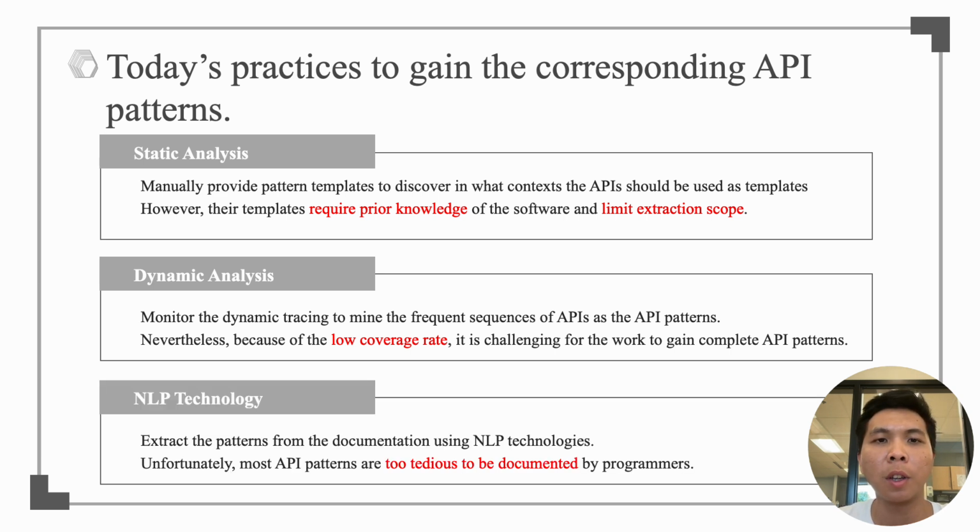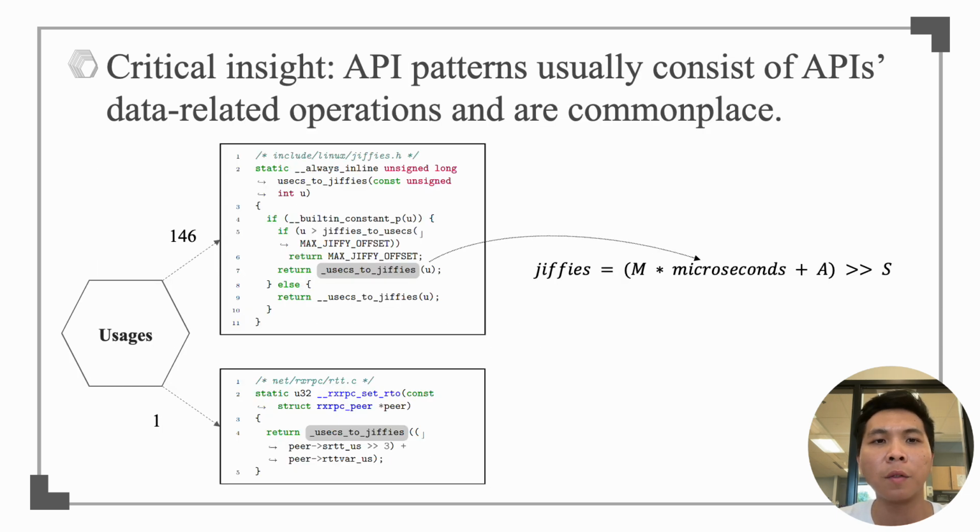The third category extracts patterns from the documentation using NLP technologies. Unfortunately, most API patterns are too tedious for programmers to document and are implicit and hidden in the source code. Unlike the first category, our goal is to discover the probable correct usage of the APIs. Our critical insight is that API patterns usually consist of API data-related operations and are commonplace in the source code.